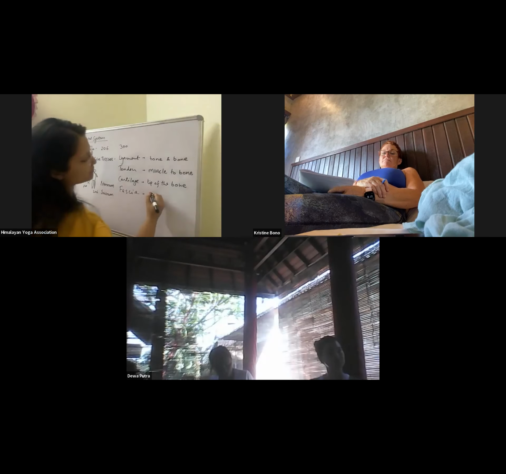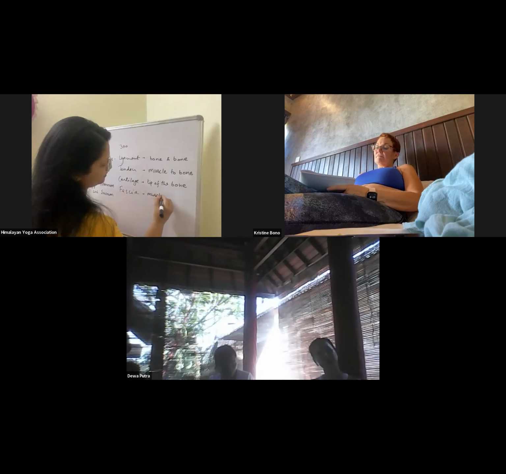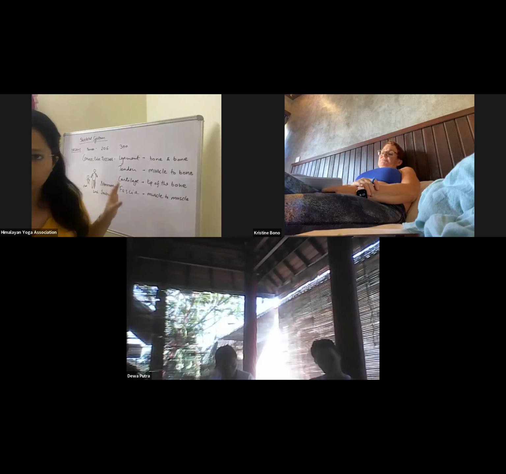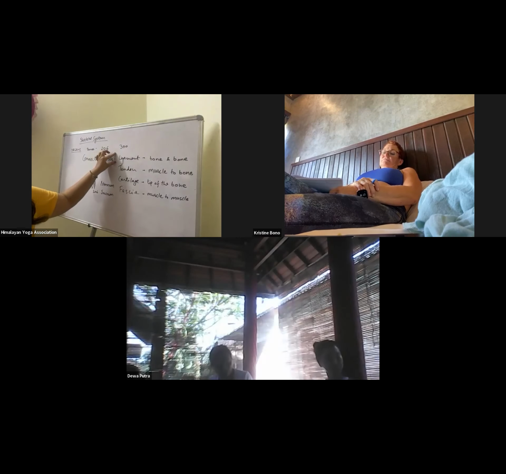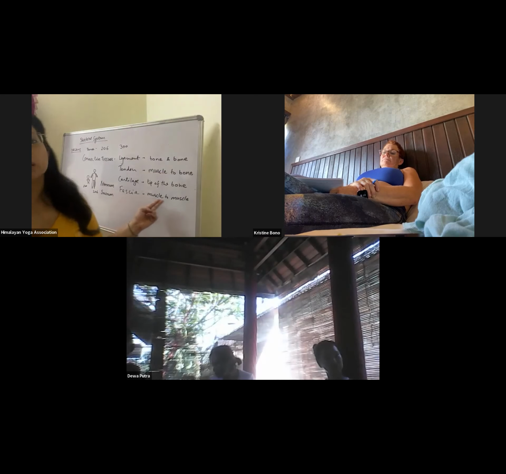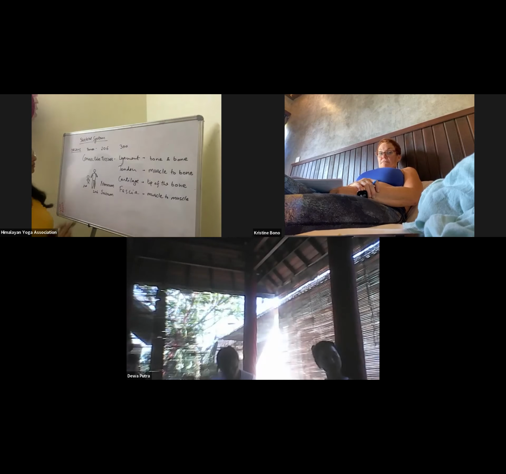Then fascia is muscle to muscle. Let's see it again. What is ligament doing? It is holding the bone with another bone. That is ligament. Then tendon is holding the muscle to bone. Muscle to bone is tendon. Then fascia is muscle to muscle. Any confusion in that? You can take a screenshot.